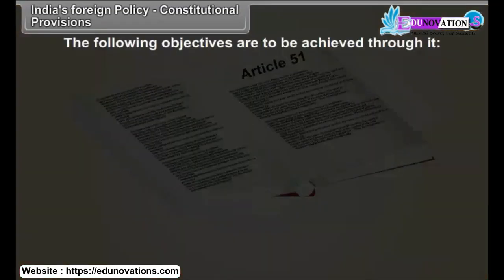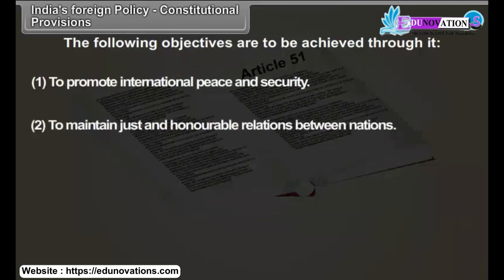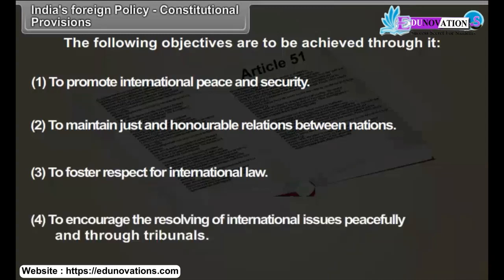The following objectives are to be achieved through it. 1. To promote international peace and security. 2. To maintain just and honorable relations between nations. 3. To foster respect for international law. 4. To encourage the resolving of international issues peacefully and through tribunals.